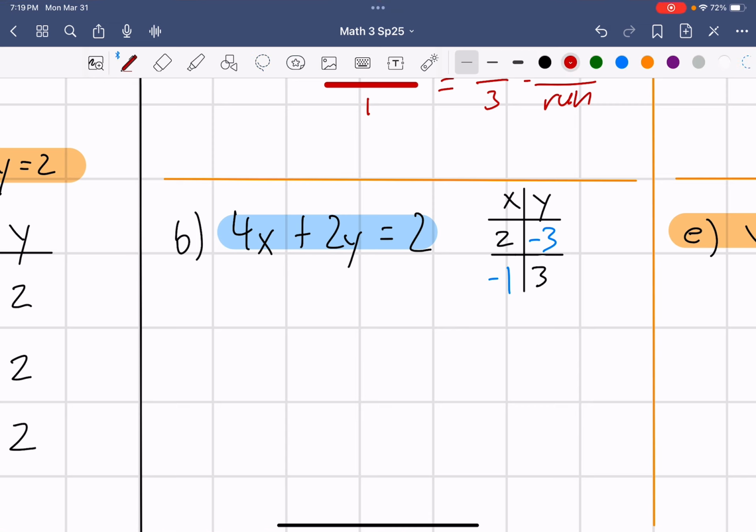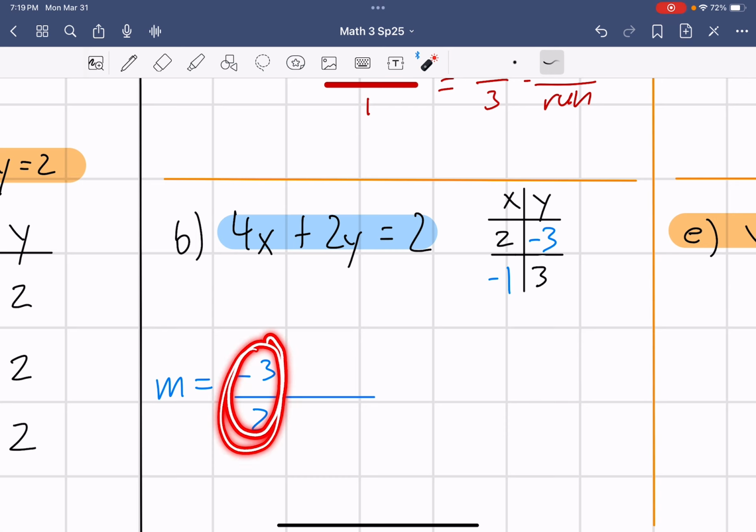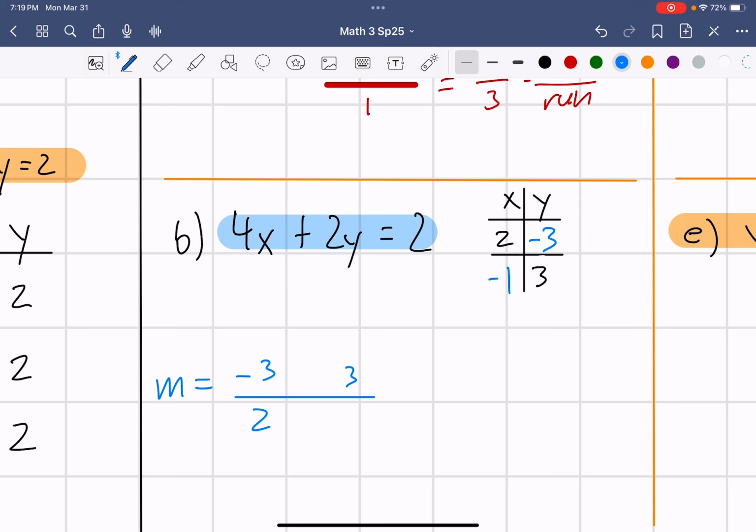Now, here we go with the slope formula again. Like I said, you're going to subtract these two ordered pairs from each other. So I would just write one of the ordered pairs first. If I write the first one, it's going to be negative 3 over 2. Because this has to be from the same ordered pair. And these have to be from the same ordered pair. So that's going to be 3 over negative 1.